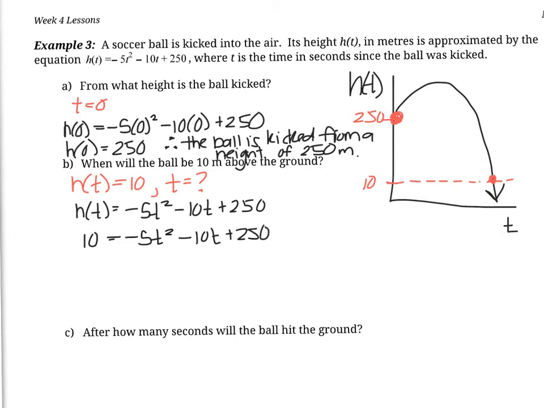Remember, function notation, this does not mean times t. This is a whole thing that goes together. H at t. Height is a function of time, which means that as time changes, the height will change with it. So how do we solve this?